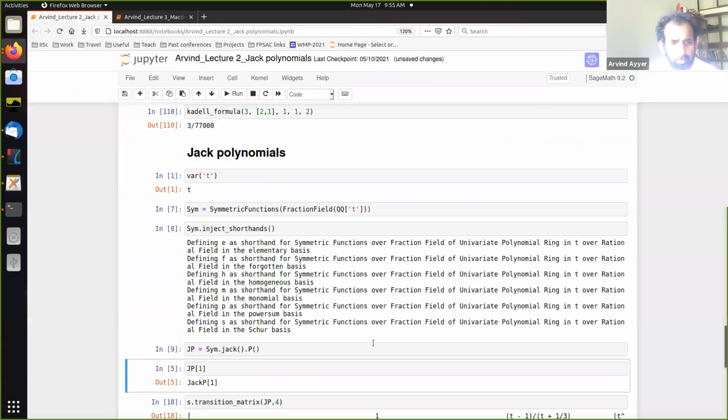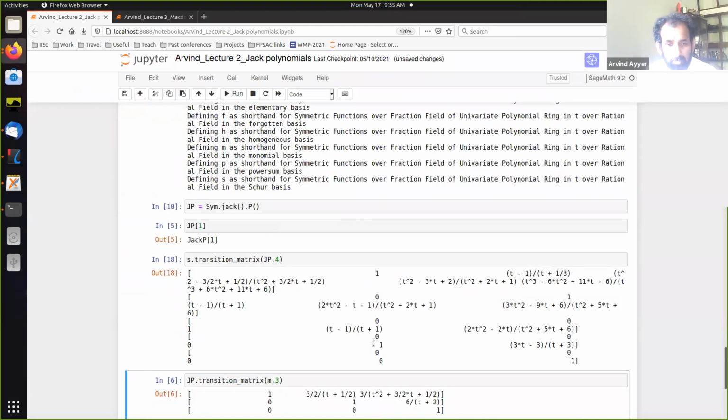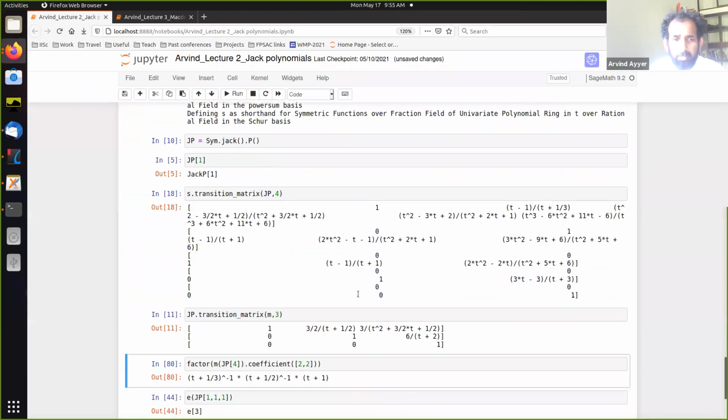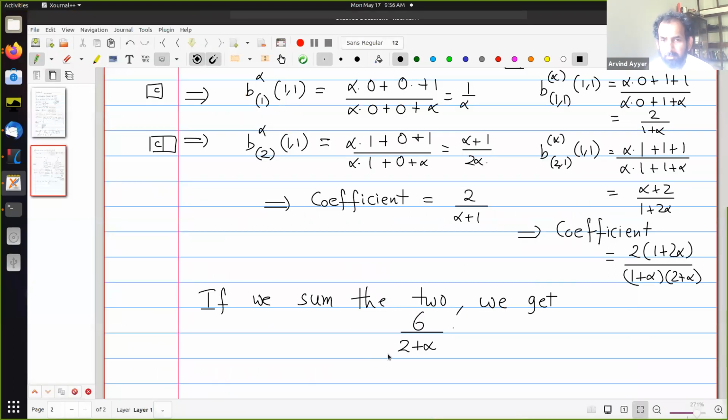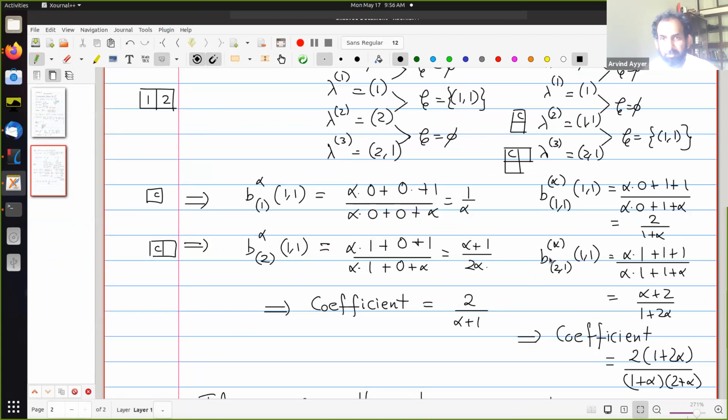Yeah. So I defined the Jack polynomial. This is what I showed you last time. And now, if I look at the expansion of the transition matrix of partitions of size 3, you get 1 and 6 by alpha plus 2. This is exactly this. Okay. So when I was doing this computation, I was sure that I had made some mistake, because there are too many factors, but somehow most of them cancel. Anyway.